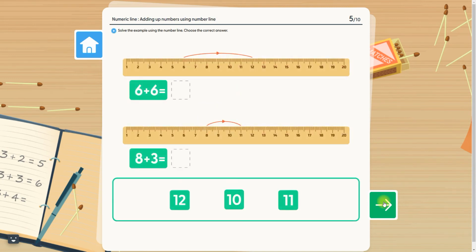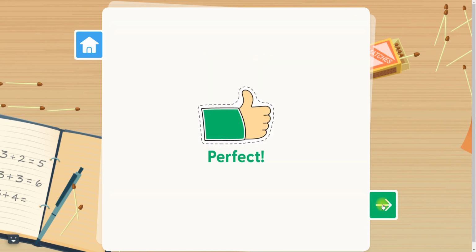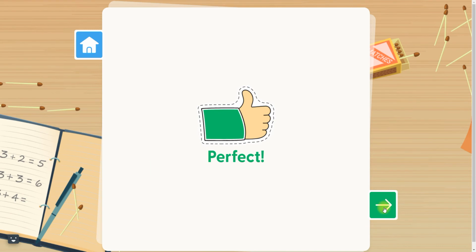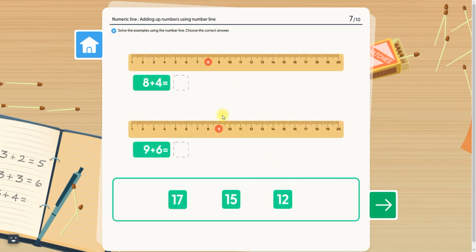Solve the example, using the number line. Choose the correct answer. Solve the example, using the number line. Choose the correct answer. Solve the example, using the number line. Choose the correct answer.